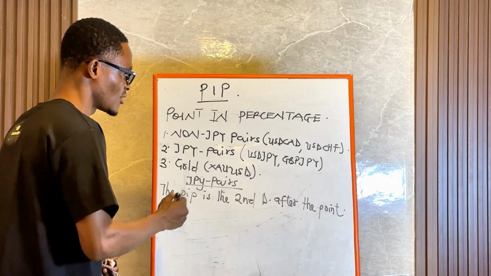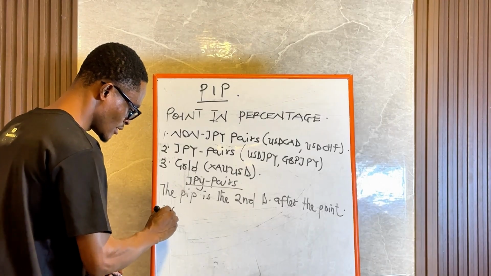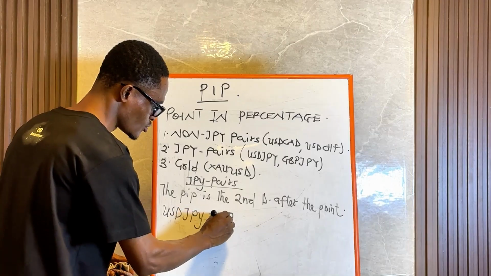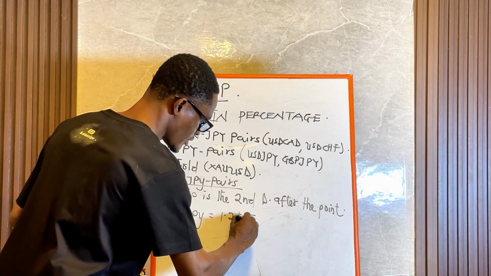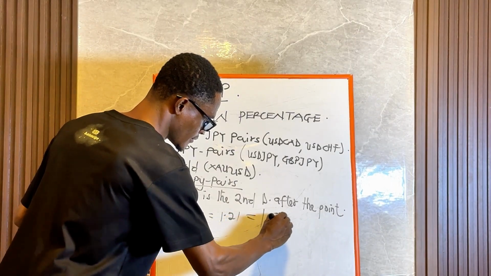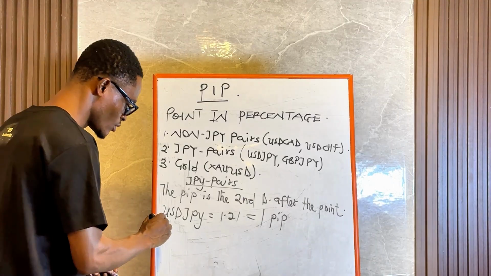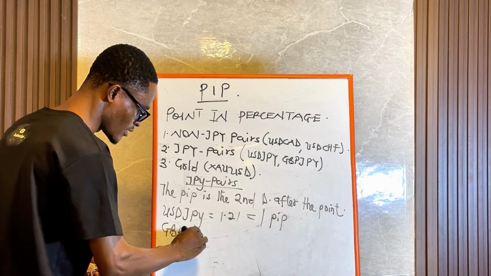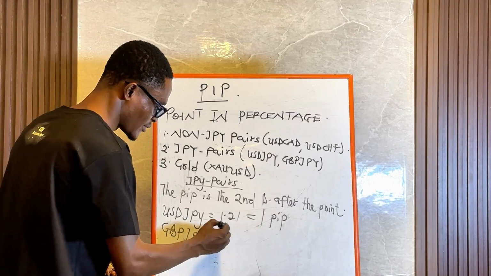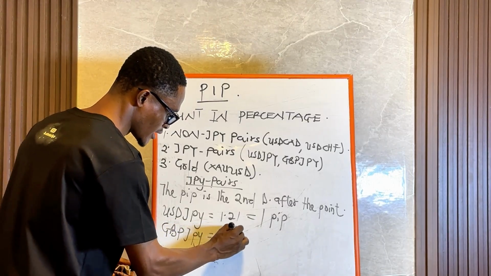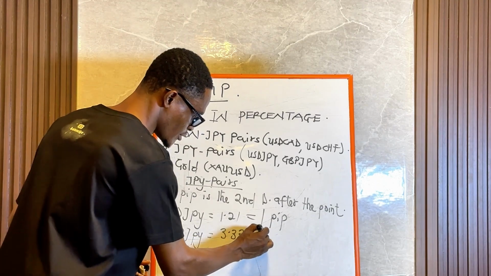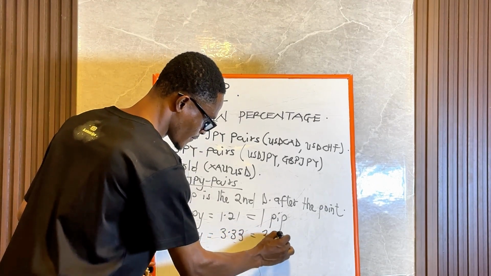So let's take examples. USD JPY against the price of 1.21. What will be the pip? One pip. Let's take the second example, GBP JPY against the price 3.33. What will be the pip? Second digit after the point, 1, 2. It will be 3 pips move.